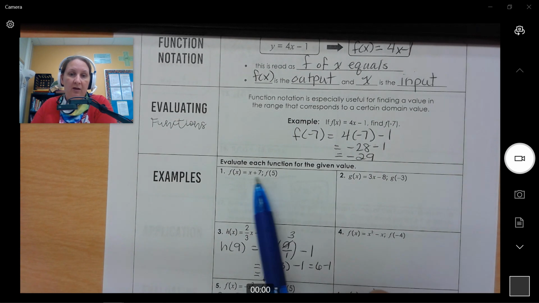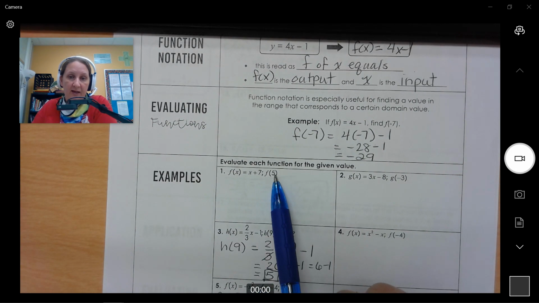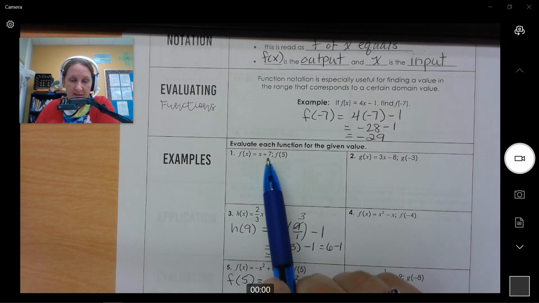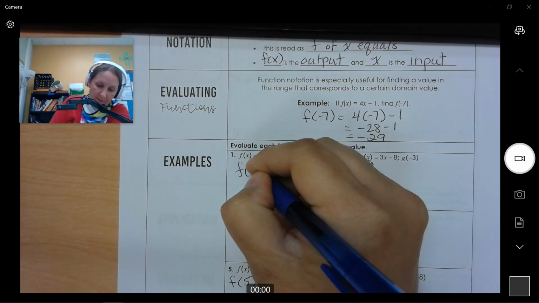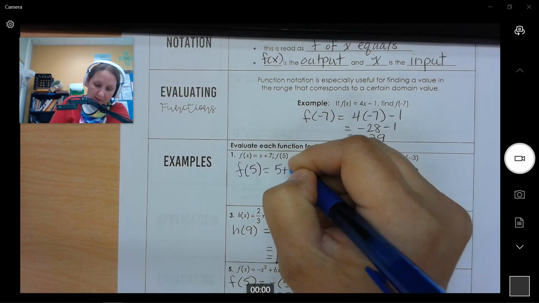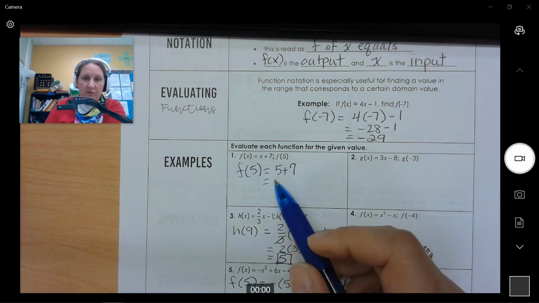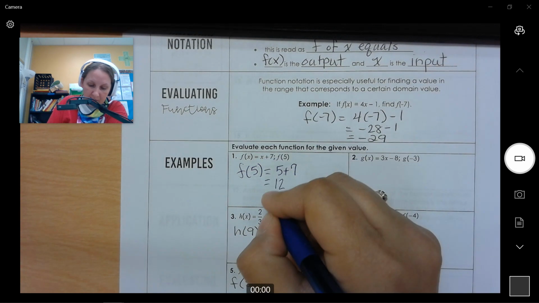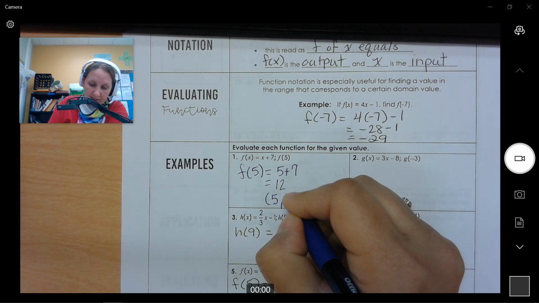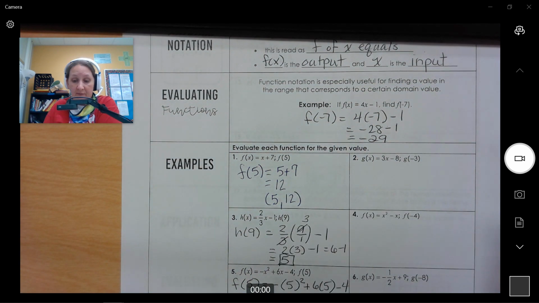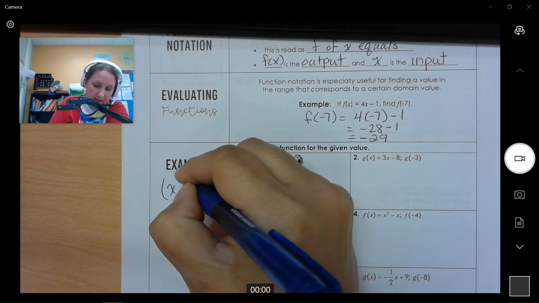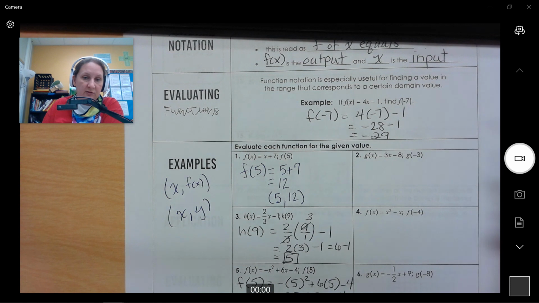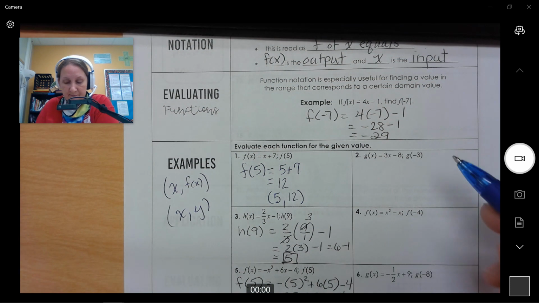We have f of 5 where f of x is x plus 7. So 5 is being put into the function f of x every time we see an x. So every time I see an x, I'm going to replace it with a 5, and then I'm going to solve. So 5 plus 7 gives me 12. If I was writing this as an ordered pair, 5 would be my x and 12 would be my y, or my f of x. So again, it's x, f of x, which is the same thing as x comma y. So that's how you can remember what goes to what.